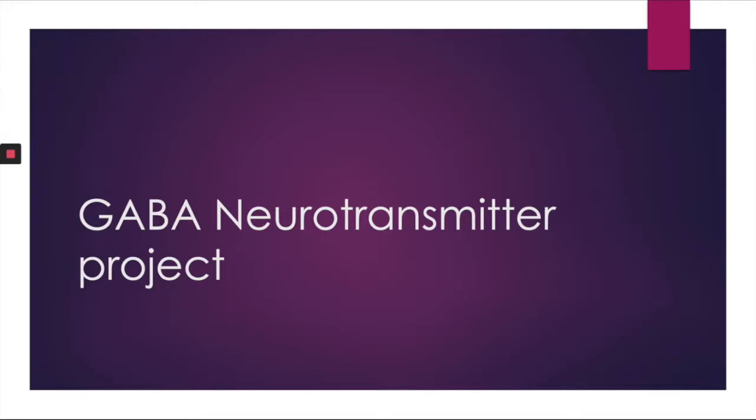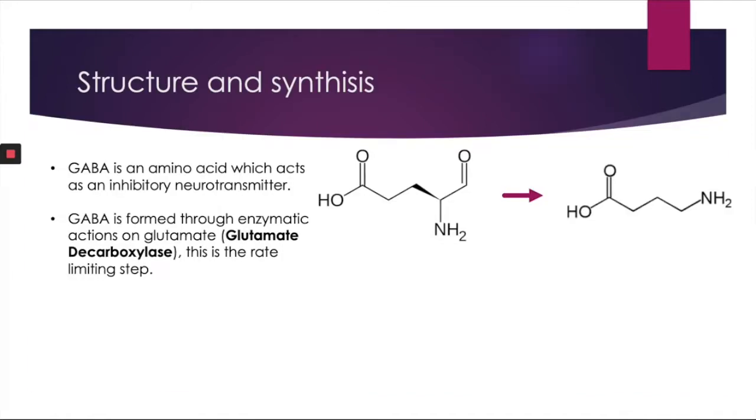Today we will talk about the neurotransmitter gamma-aminobutyric acid, or GABA. To begin, we will talk about its structure.